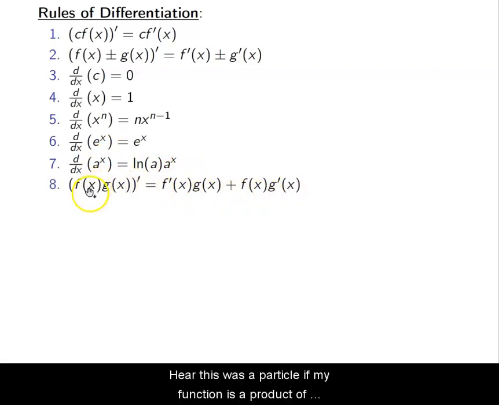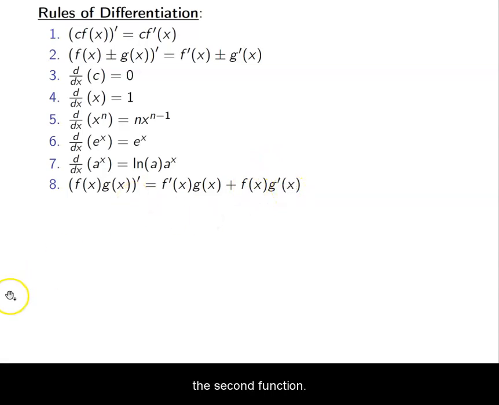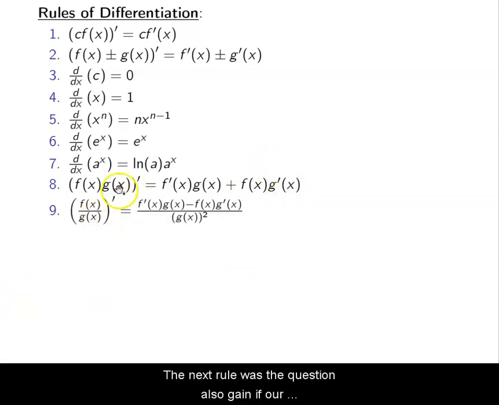If my function is a product of functions and I need to take its derivative, then I differentiate the first function, leave the second function alone, add to that the first function being left alone times the derivative of the second function. Okay, then our next rule was the quotient rule.